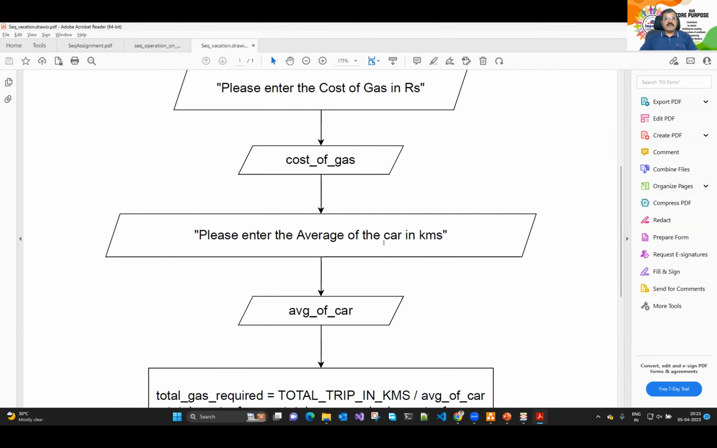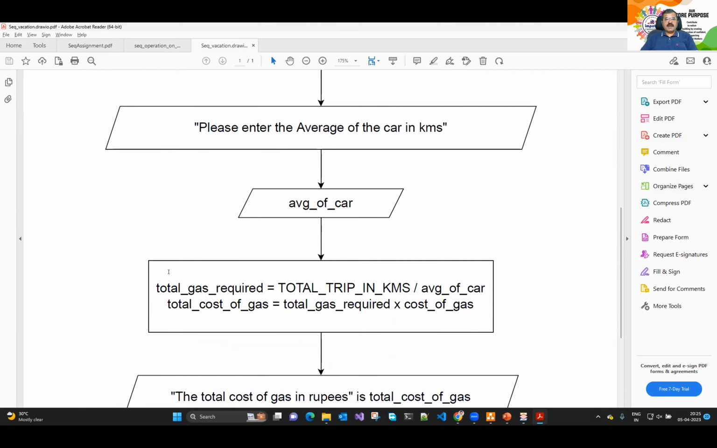Please enter the average of the car in kilometers. Car in kilometers, average of the car. So now please enter the average of the car in kilometers. Think about it. Can we rewrite this particular statement? And then he says total trip in kilometers, total gas is equal to total trip divided by average. Total cost of the gas is equal to total gas required into cost of the gas.